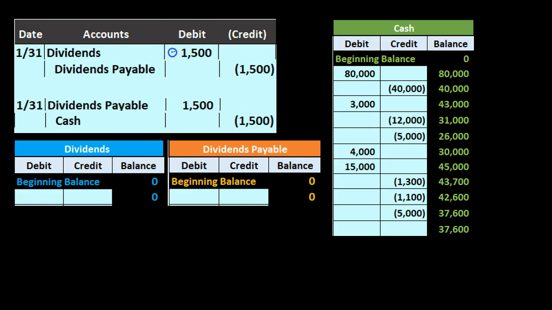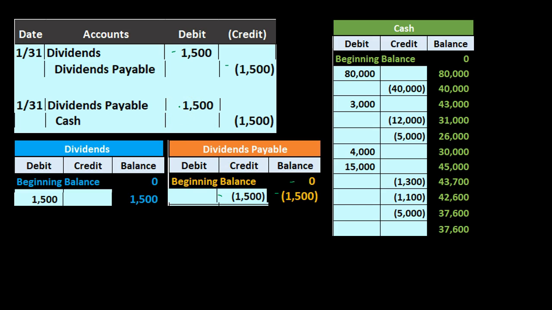So here's the dividends. We're going to post that to the dividends GL. It's going to go from 0 up in the debit direction to 1,500. Then we have the dividends payable. It's going to go from 0 up in the credit direction, 1,500. And then we're going to decrease the dividends payable.